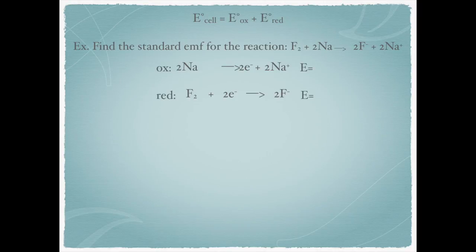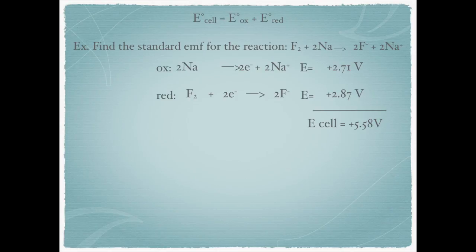The cell potential for sodium is actually listed as the reduction potential. So I find the reduction potential and I'm simply going to flip the sign. It was negative 2.71 for reduction. Since this is oxidation, I'm going to take the negative of that, so it's positive 2.71 volts. Then I'm going to look it up for fluoride, and it is positive 2.87 volts. All I have to do to find the standard electromotive force is add those together. So I get positive 5.58 volts.